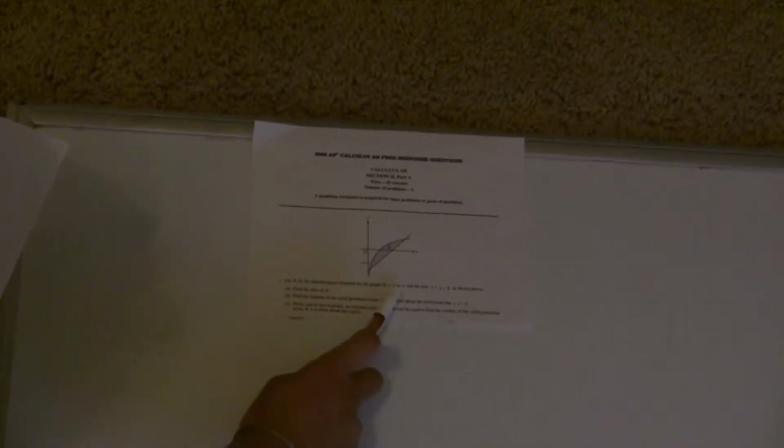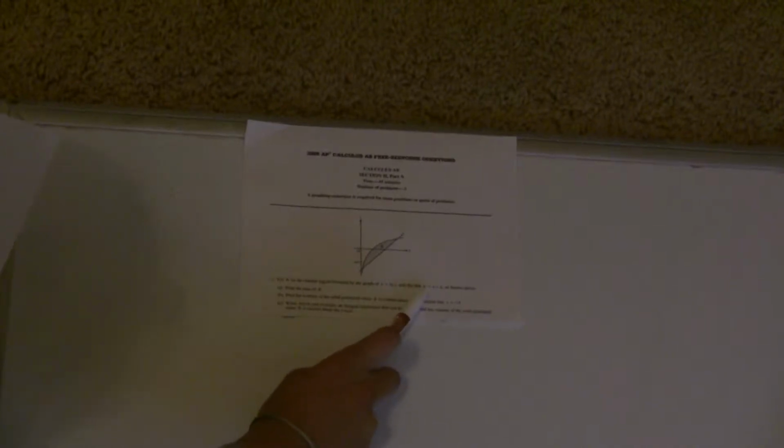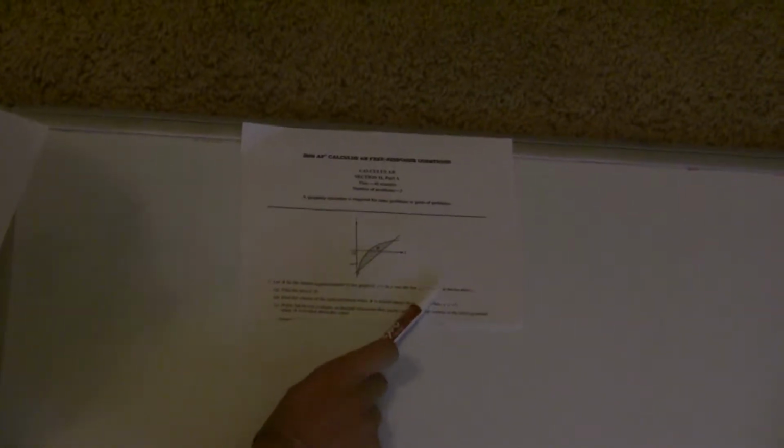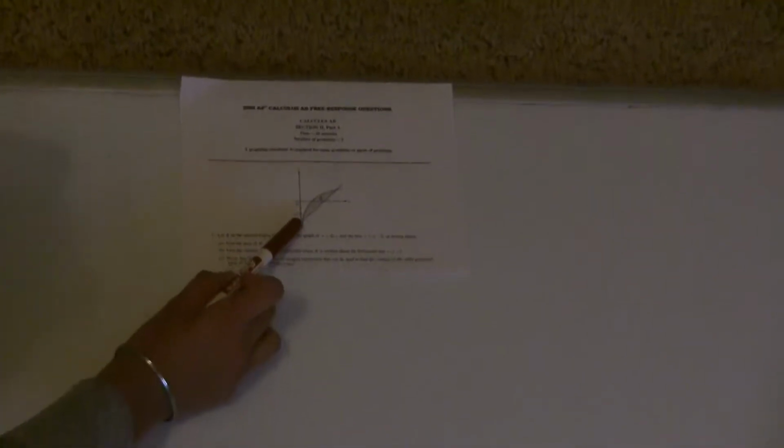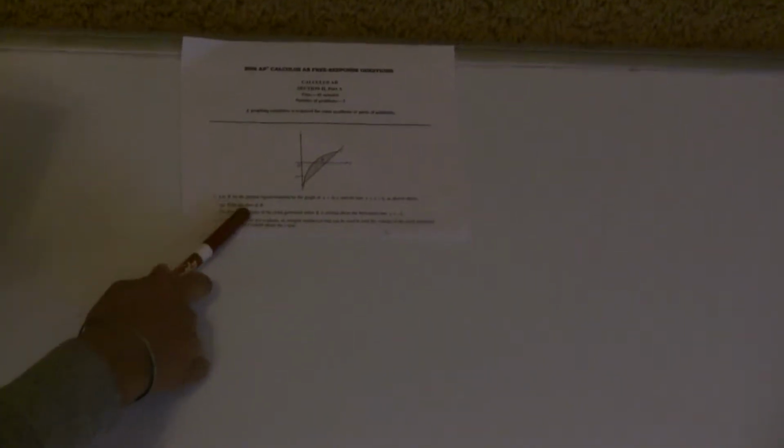So let's get started. Number one says, let R be the shaded region bounded by the graph of y equals ln x and the line y equals x minus 2 as shown above. Again, this curve right here is ln x, and this straight line that goes up is the line x minus 2. So let's get started. A says find the area of R.